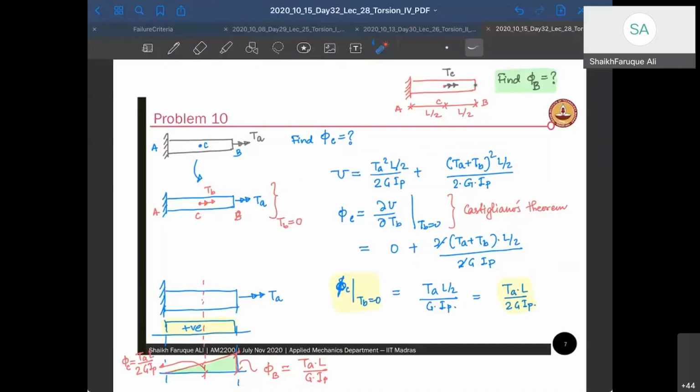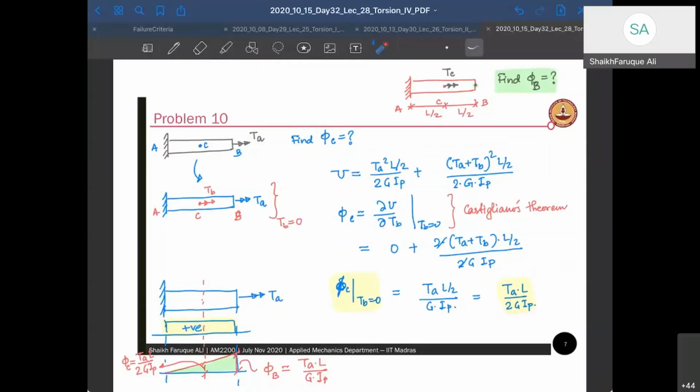The objective of Castigliano's theorem is to take the derivative of the total strain energy with respect to TB. Now you do take that. Finally, since TB was not there in the actual problem, we put TB equal to 0. And that gives me this solution.